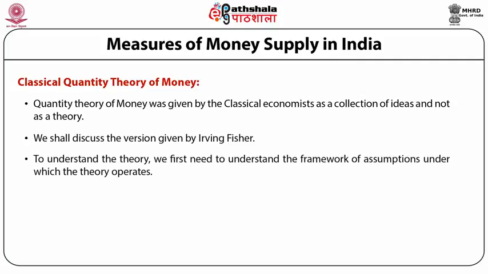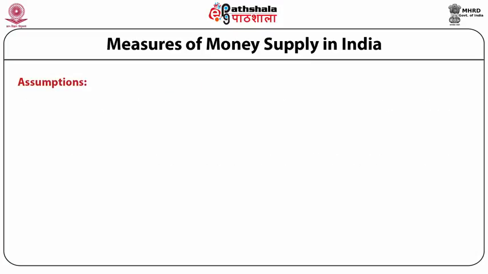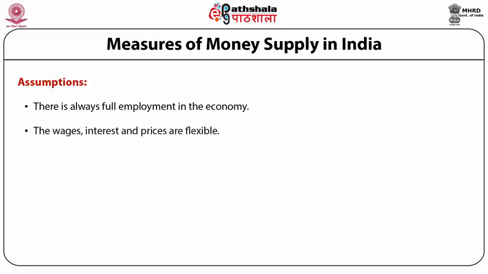To understand the theory, we first need to understand the framework of assumptions under which the theory operates. These are given below. Assumptions. There is always full employment in the economy. Full employment implies that all those who want to work get work, and if there is any kind of unemployment, then it is voluntary. Secondly, the wages, interest, and prices are flexible. Flexibility implies that these variables can be increased and decreased easily. That is, there are no legal restrictions on increasing or decreasing wages, prices, and interest.